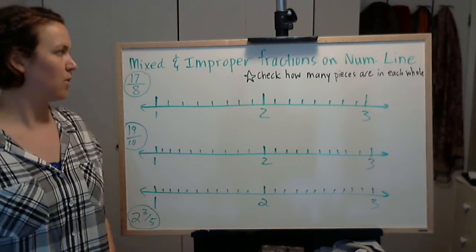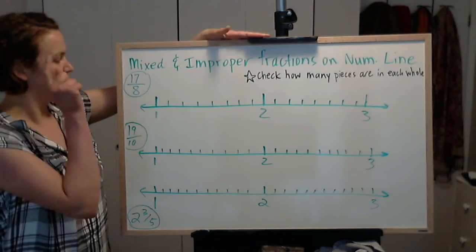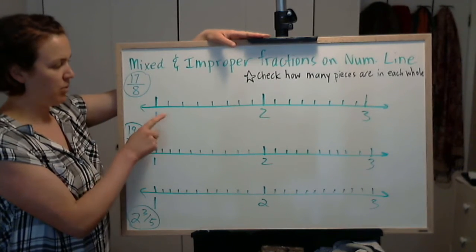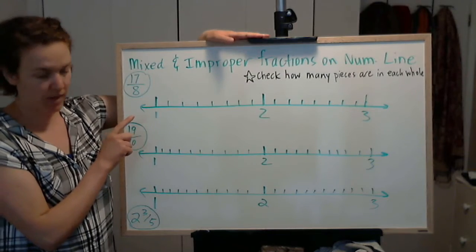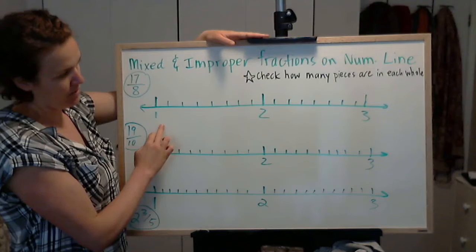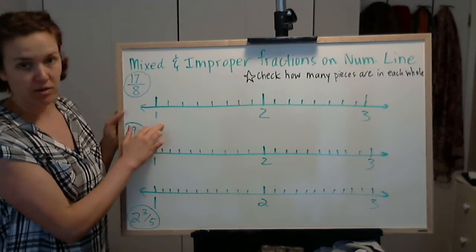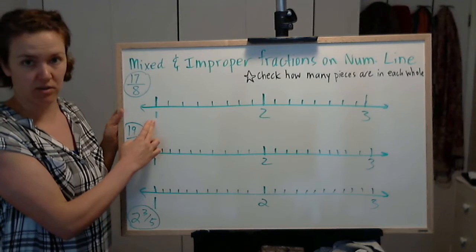This video is for mixed and improper fractions on a number line. You'll be given a fraction and you have to place it on the number line. You need to be careful with how many spaces there are between each whole number. And you also need to be careful thinking about where your number line starts.